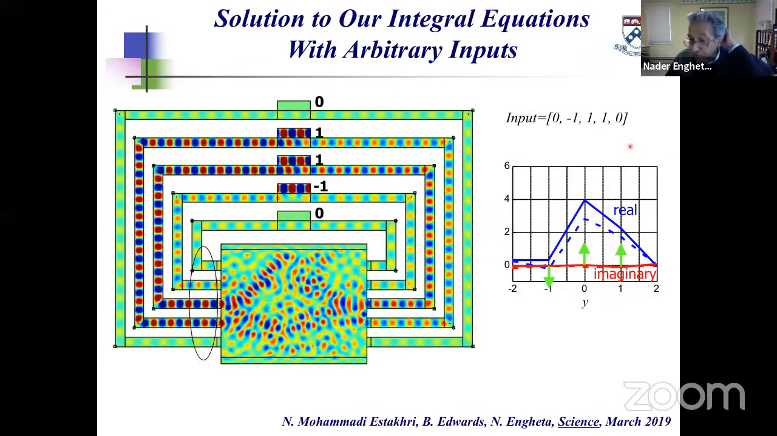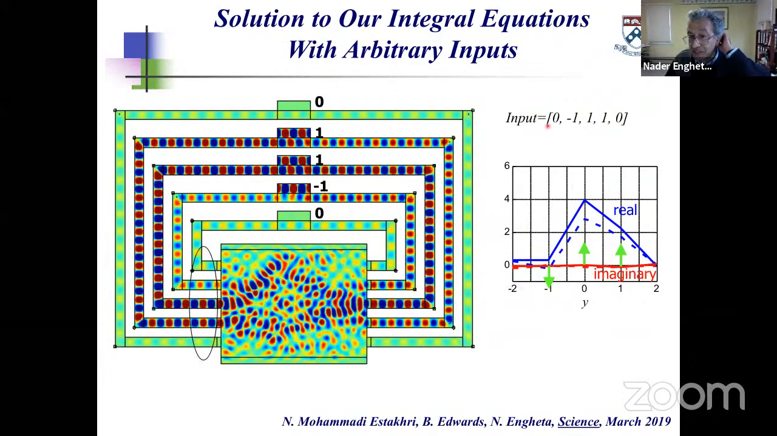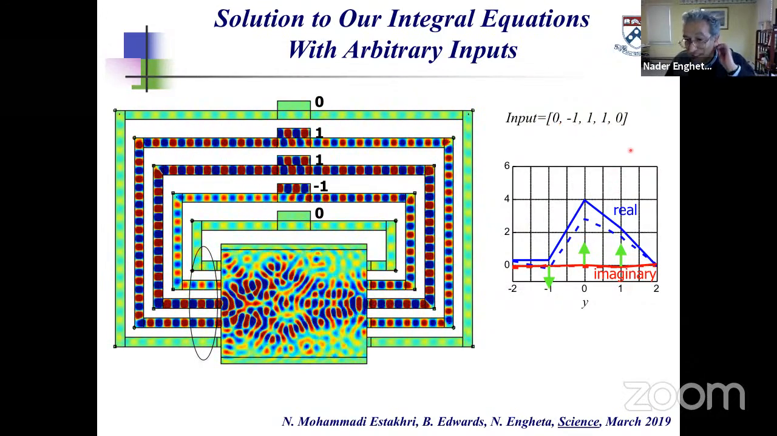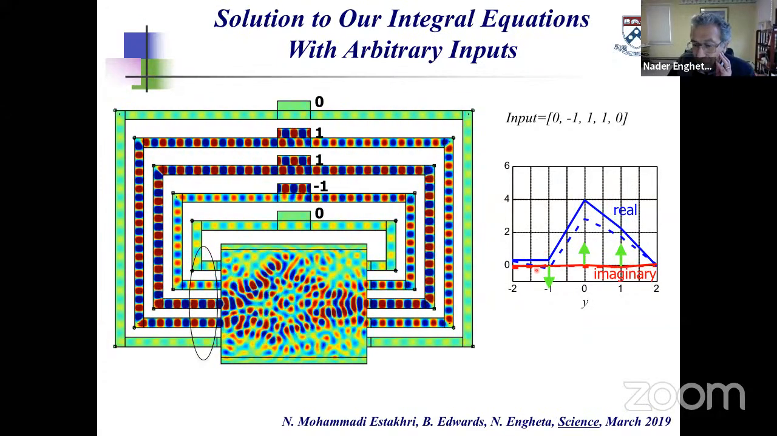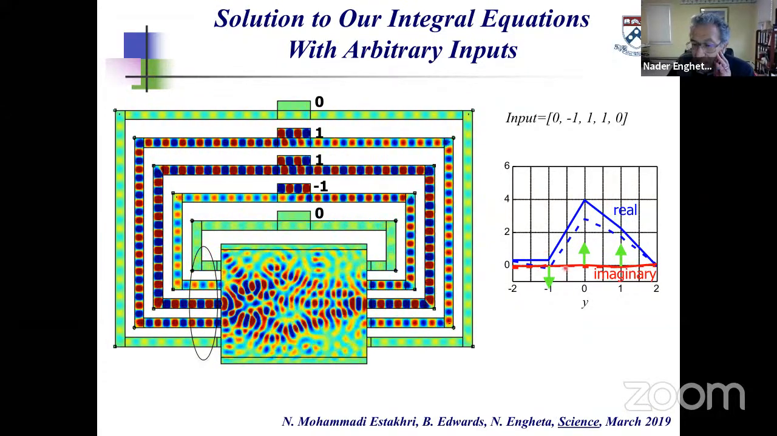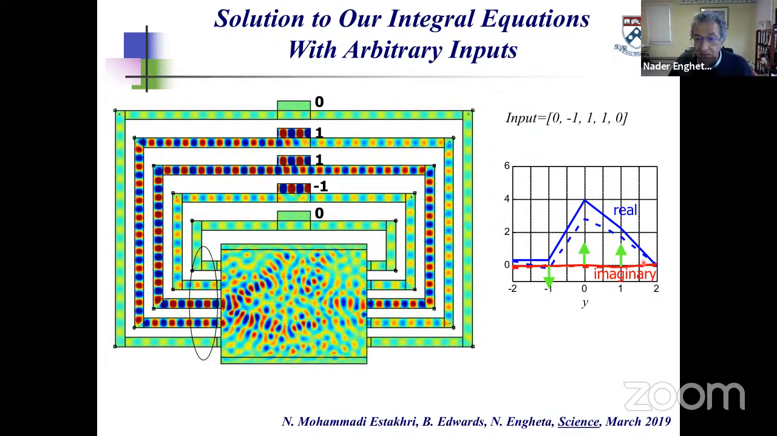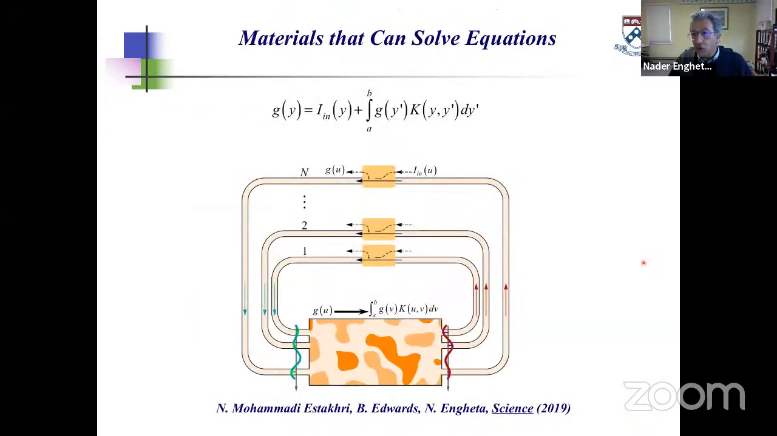Then we changed the input. You notice this input is now 0, -1, 1, 1, 0. Obviously, the output would be different because it's a different solution to an integral equation, but the kernel is the same. And you notice this one also agrees well. So this was our very early simulation that encouraged us that the system is quite promising.